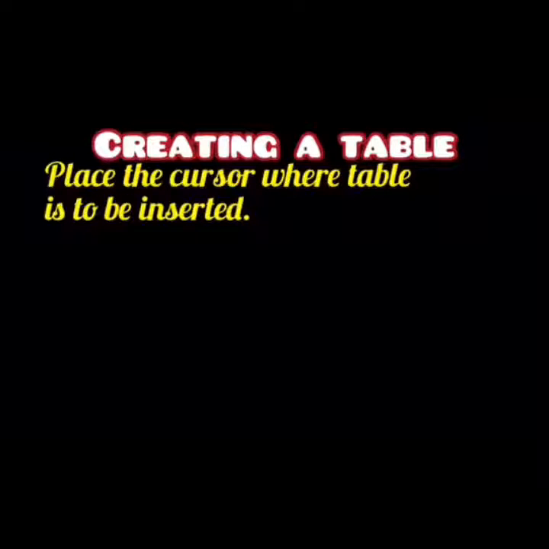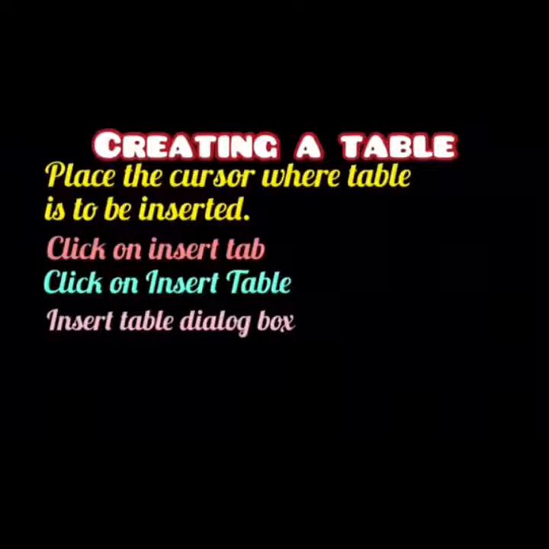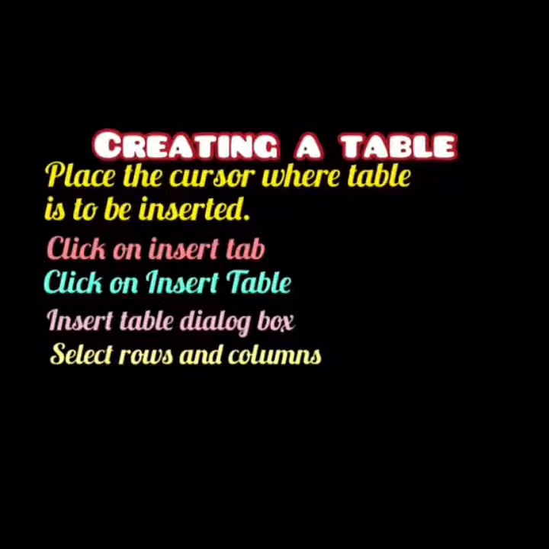What are the steps to create a table? First, you have to place a cursor. Cursor means the blinking line in Word. You have to place the cursor where the table is to be inserted. Then you have to click on the Insert tab. When you click on the Insert tab, you will get the Table option. Click on that again. Then you will get the Insert Table option.